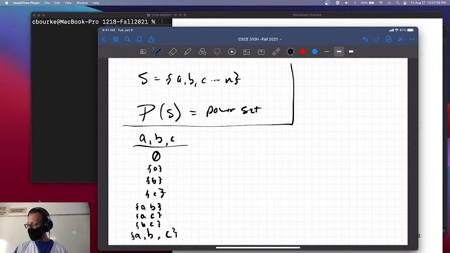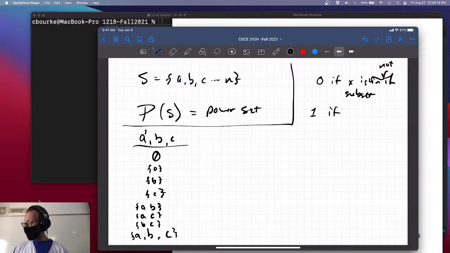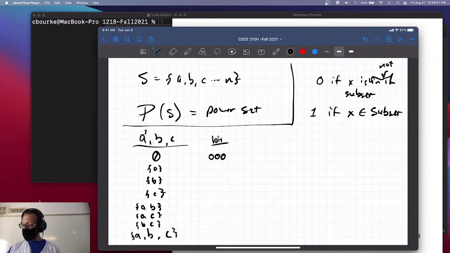Okay, well, what I'm going to do is associate each one of these with a Boolean. I'm going to associate it with 0 if the element X is not in the subset, 1 if X is in the subset. Okay, so that means I'm looking at bit strings of length 3. Here's the corresponding bit string for each one of these things. In the empty set, A, B, and C, none of them are in it, right? So 0, 0, 0. Right? In the bit string for A, if I associate the first bit with A, the second bit with B, and the third bit with C, then it would be 1, 0, 0 for the second one.